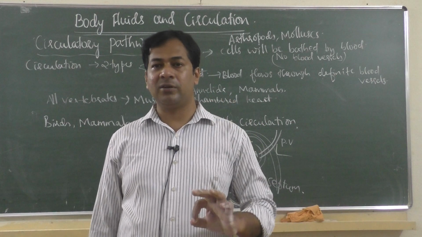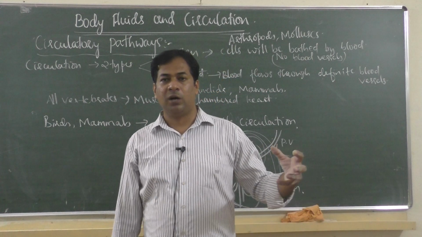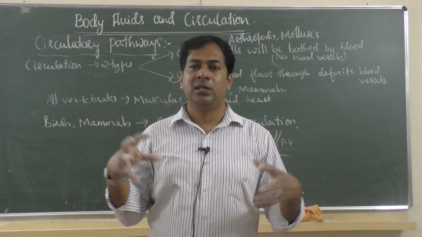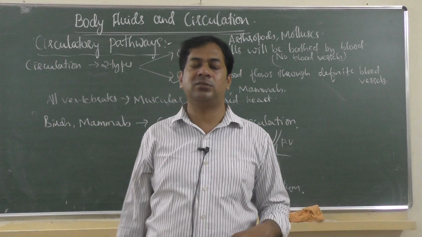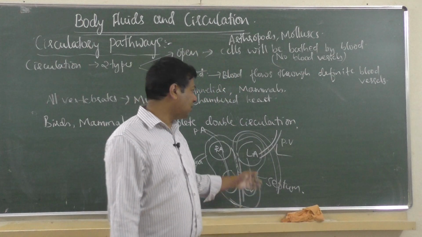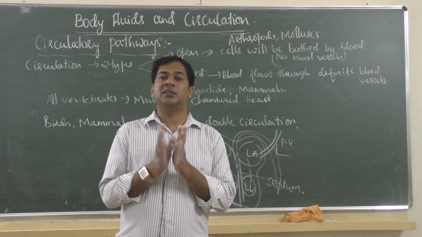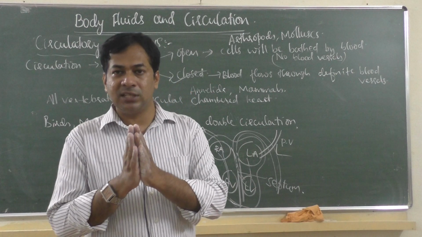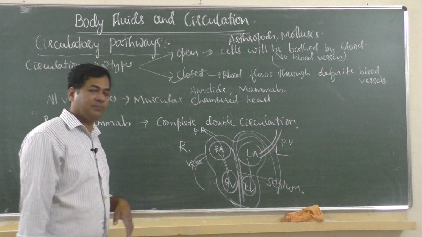It is called double circulation because blood comes 2 times to the heart. How 2 times? Left side oxygenated blood, right side carbon dioxide mixed blood. Both will come to the heart. So blood comes 2 times to the heart, so it is called double circulation. Why is it called complete circulation? Because mixing of carbon dioxide and oxygen doesn't happen, where oxygenated blood and deoxygenated blood are completely separated. That's why it is called complete circulation.